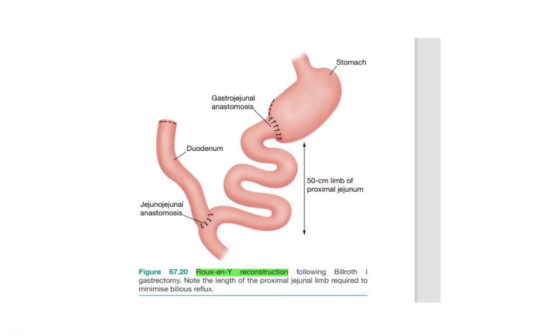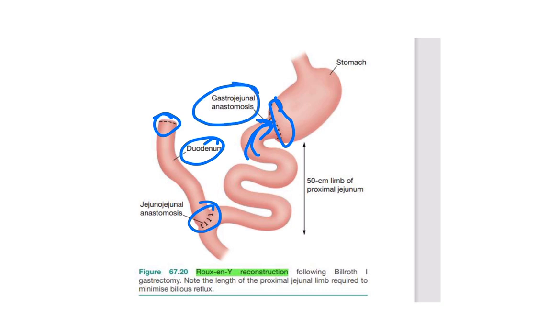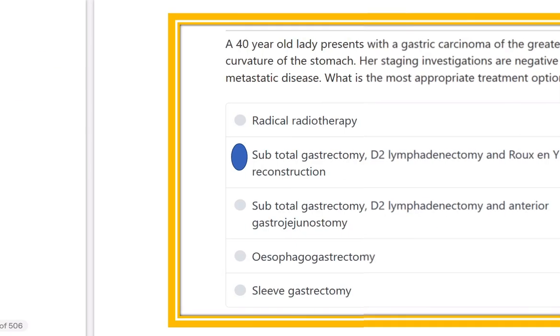Here we can see the Roux-en-Y reconstruction, in which what is actually done is that part of the stomach is removed. Then we cut the jejunum and take the jejunum to this stomach, and the duodenal stump is closed on one side and the other side is anastomosed with the jejunum. So the actual process is the gastrojejunal anastomosis, jejunal anastomosis with closure of the duodenal stump.